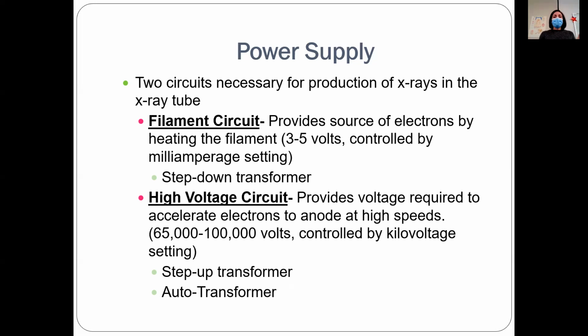So the filament circuit takes 110 volts of electricity from the wall and reduces it down to 3 to 5 volts, because the tungsten filament couldn't handle that direct 110 volts. It doesn't need that much to create the electron cloud. It would just overload it. I don't know what it would do, maybe it would break, maybe it would explode. I have no clue, but it can't handle it. So it has the step down transformer to reduce that voltage to 3 to 5 volts.